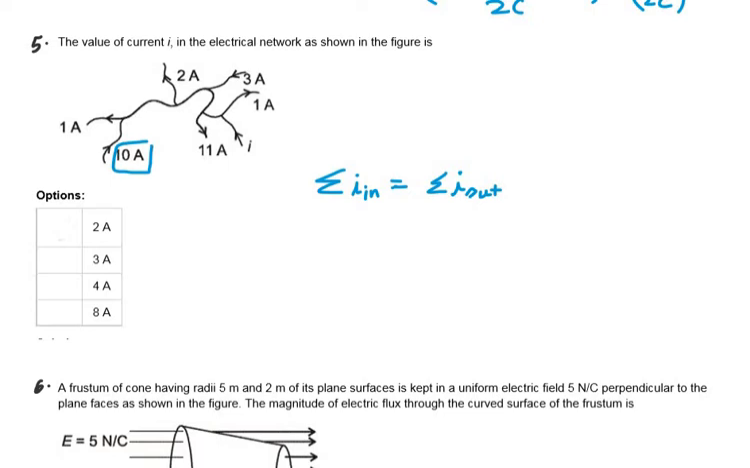Then we have 3 ampere. Then we have I, that is 10 plus 3 plus I. So these are the 3 currents that are going inside. Now outside ones we have is 1 plus 2. Then we have 11. Then the last one is again 1 ampere, this one. So 1 ampere. So we have 13 plus I on the left hand side.